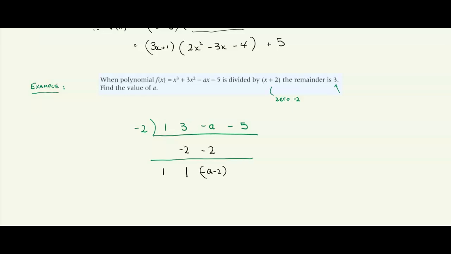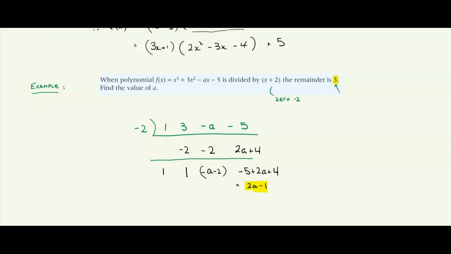Minus a minus 2 times negative 2 gives me 2a plus 4. So I end up with negative 5 plus 2a plus 4, which of course simplifies to 2a minus 1. So there's my remainder, and I know it's got to equal 3.